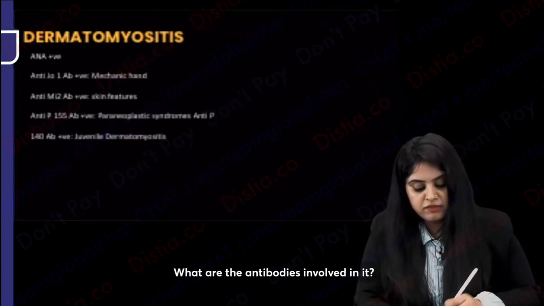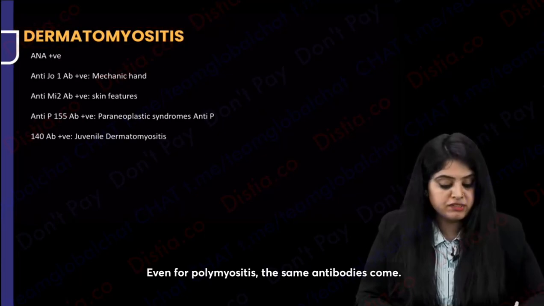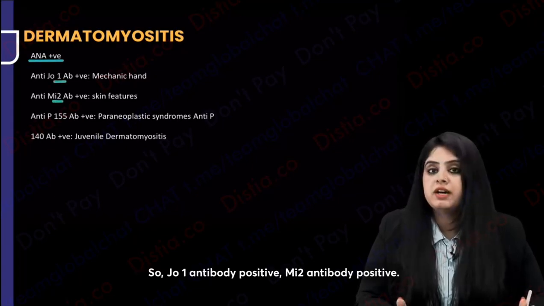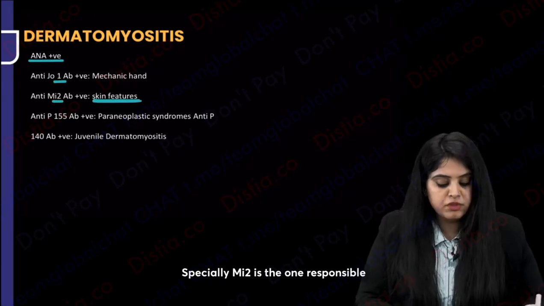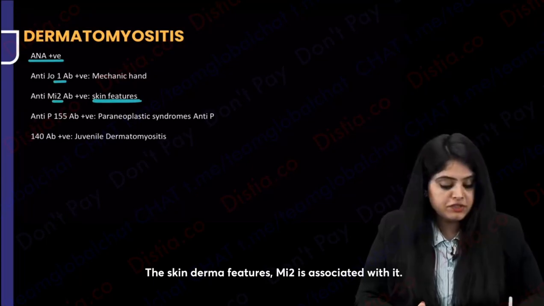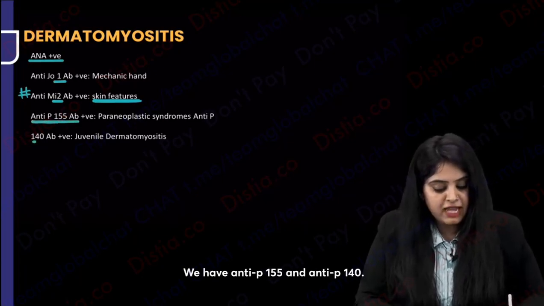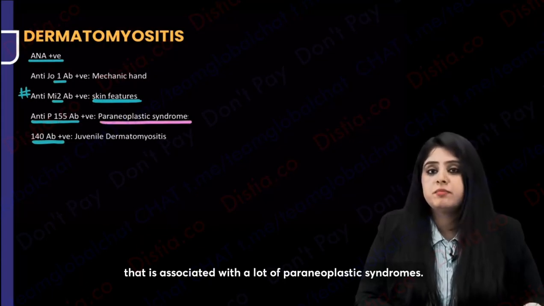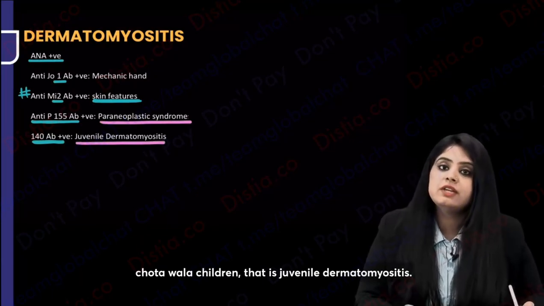What are the antibodies involved in it? There's a long list of antibodies for dermatomyositis. Even for polymyositis, the same antibodies come. Anti-nuclear antibody comes everywhere, so that has to come. Jo1 antibody positive, Mi2 antibody positive. Especially Mi2 is the one responsible for a lot of skin features. Next, please remember, we have anti-P155 and anti-P140. Anti-P155 is associated with a lot of paraneoplastic syndromes, and anti-P140, the smaller number, goes with the smaller children, that is juvenile dermatomyositis.